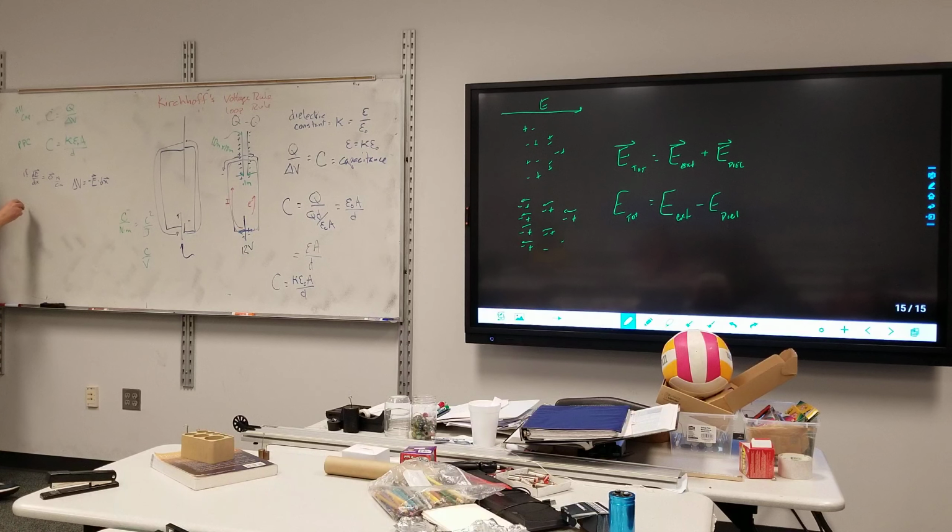We also have that the electric field from the plates, this is the total electric field. The electric field from the plates, the magnitude of it, is sigma over epsilon, or sigma over kappa epsilon sub naught. And there's a fifth one I'm working on right now. So we've got the capacitor ones, the voltage, the plates. Sigma is Q over A.